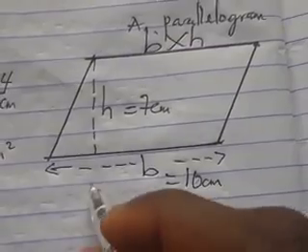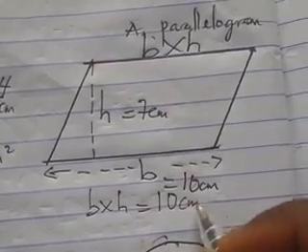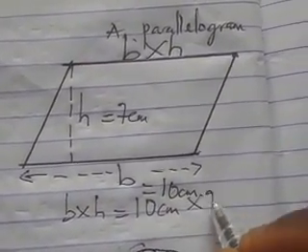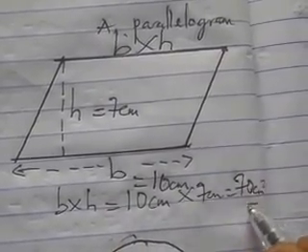Base times height is the area, B times H. So what is B? The base, 10 centimeter. What is H? The height, 7 centimeter. 10 times 7 will give me 70 centimeter square. That is the formula for finding area of a parallelogram.